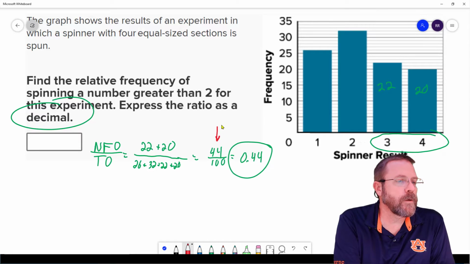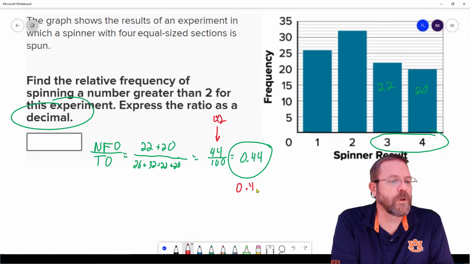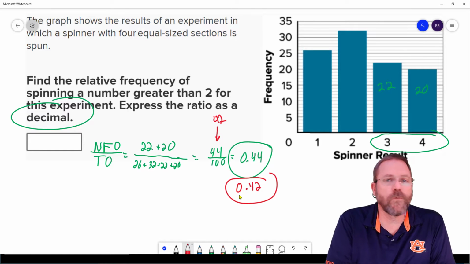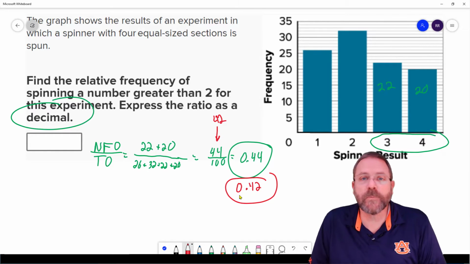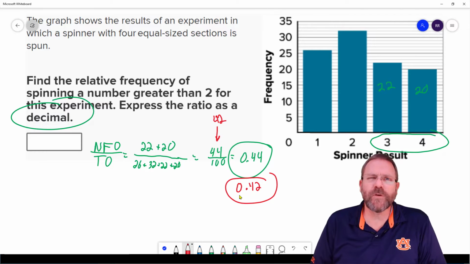This number right here should have been a 42 over 100, which means my answer should have been 0 and 42 hundredths. Sometimes I talk more than I think. You have that problem?